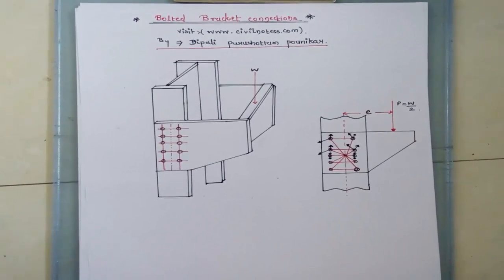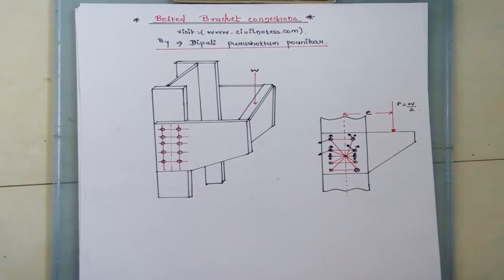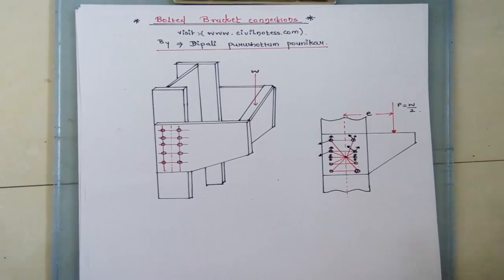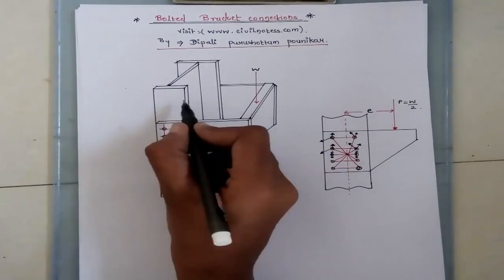In this session, I am going to explain about bolted bracket connection. That means beam to column connection. As you can see here, this is the beam, and this is the column.